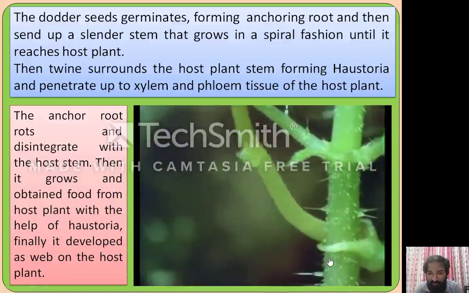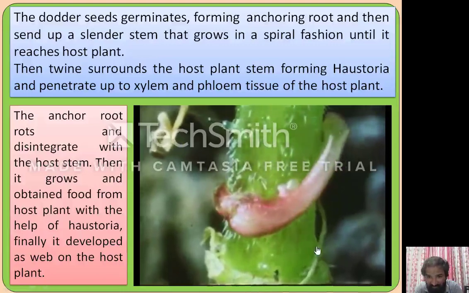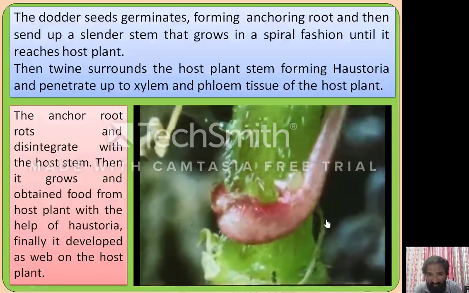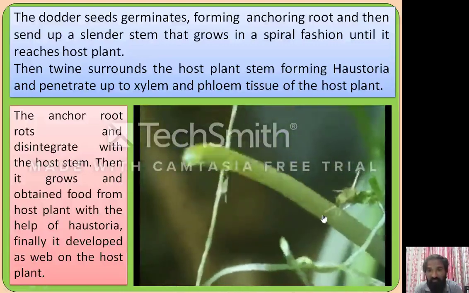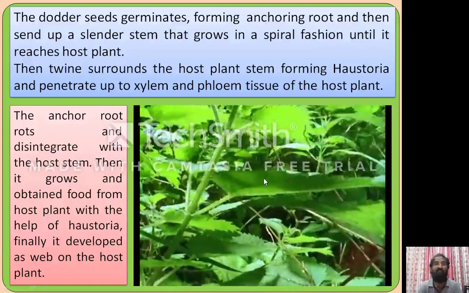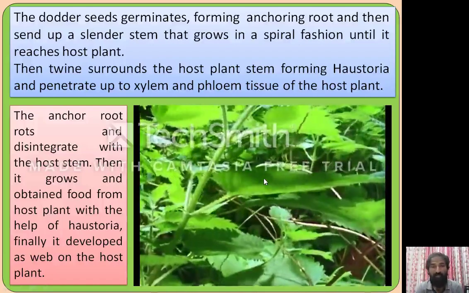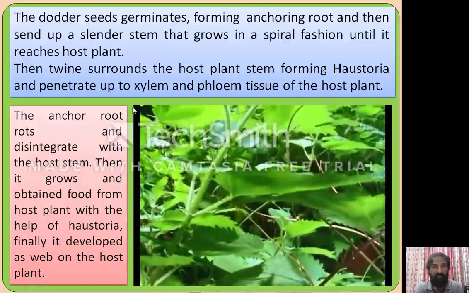So after that, what will happen? The stem connected with the root system is disintegrated. Just you see this part, it is disintegrated or rotten. So this part continuously grows. This is nothing but what is called parasitic nutrition in Cuscuta reflexa. Okay, now coming to the next slide.